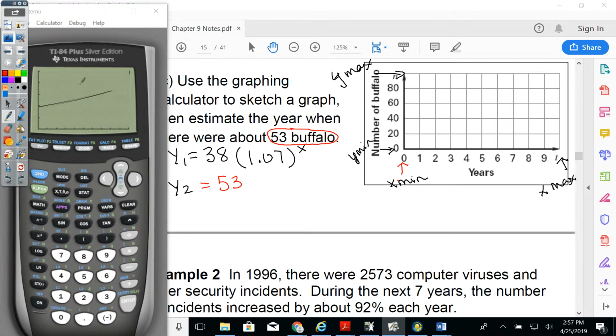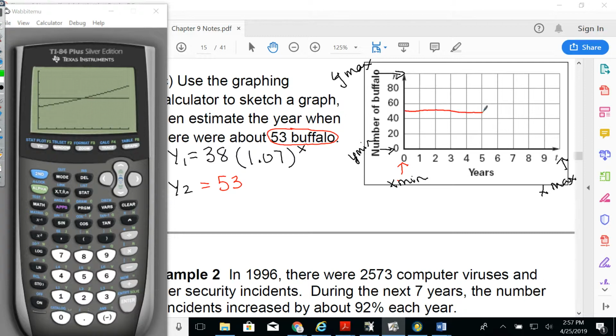And then if we graph it, I'm just going to sketch that out. I'm not going to make it exact. But there's our 53. So 20, 40, 50s in the middle. Kind of a horizontal line there. And then our equation starts off at 38, close to 40, and then it's going to go up. Okay. So we're trying to find this point right here. Now this one's not exact. We're going to find it exactly over here.